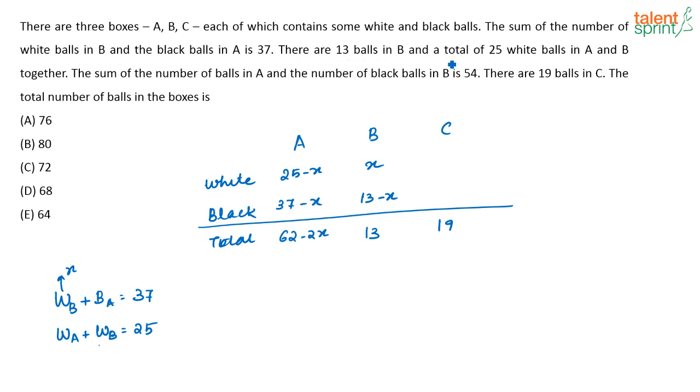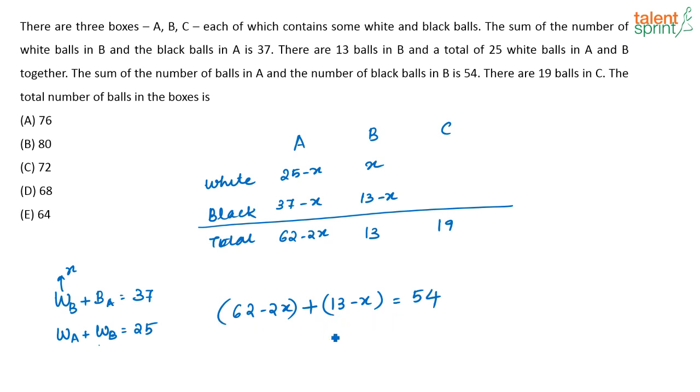There are 13 balls in B and a total of 25 balls in A and B together. The sum of the number of balls in A and the number of black balls in B is 54. The sum of the number of balls in A, that is 62 minus 2x, plus the number of black balls in B. What is the number of black balls in B? 13 minus x. The sum of these two together is equal to 54. From here I will be able to find out the value of x. The question is the total number of balls in the box is dash. So just solve this.